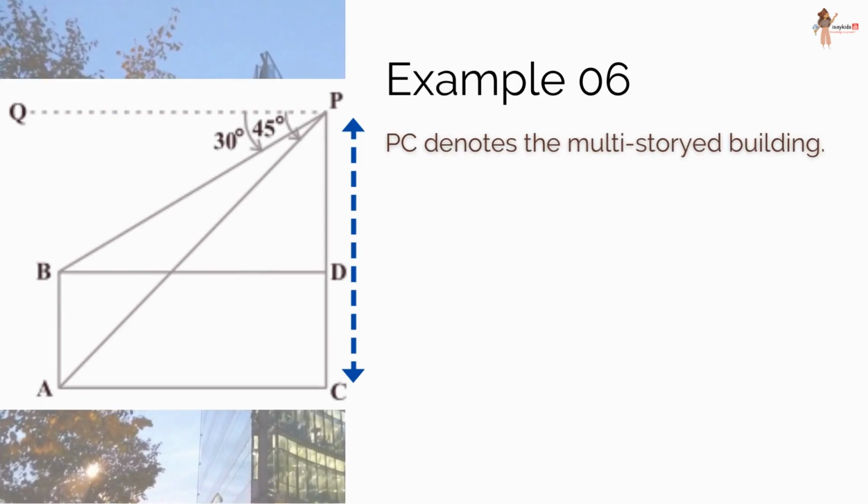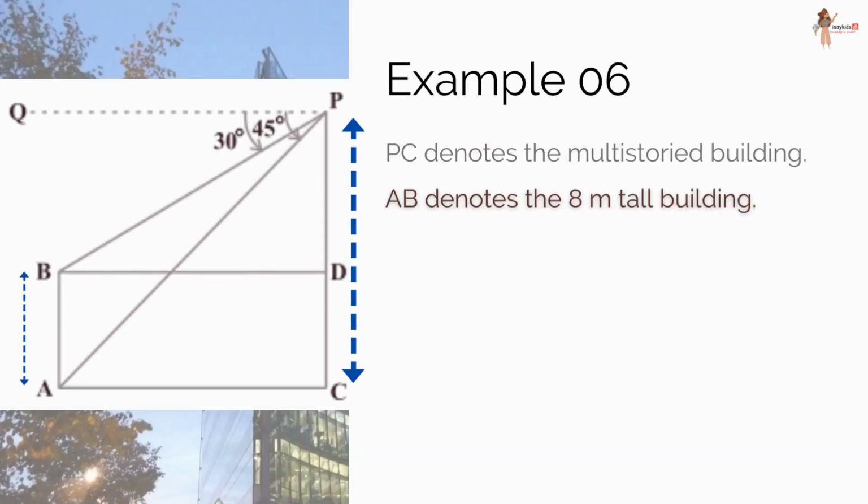Here PC denotes the multi-storied building and AB denotes the 8-meter tall building. We are interested to determine the height of the multi-storied building, that is PC, and the distance between the two buildings, that is AC. Now look at the figure carefully.